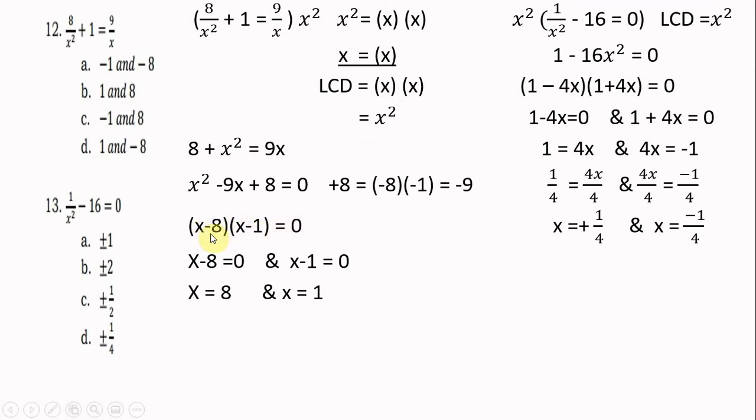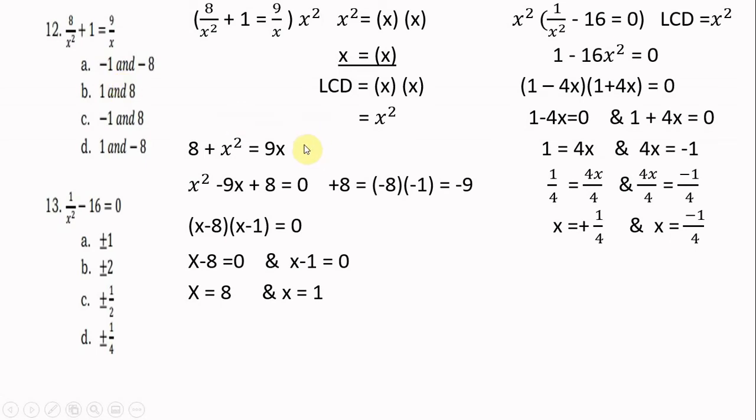Let's equate each of these factors to 0. That's x minus 8 is equal to 0 and x minus 1 is equal to 0. That's x is equal to 8, so you transpose negative 8 to the right side, and transpose negative 1 to the right side. That's x is equal to 1. And where is x is equal to 8 and 1 here? 1 and 8. That's letter B.